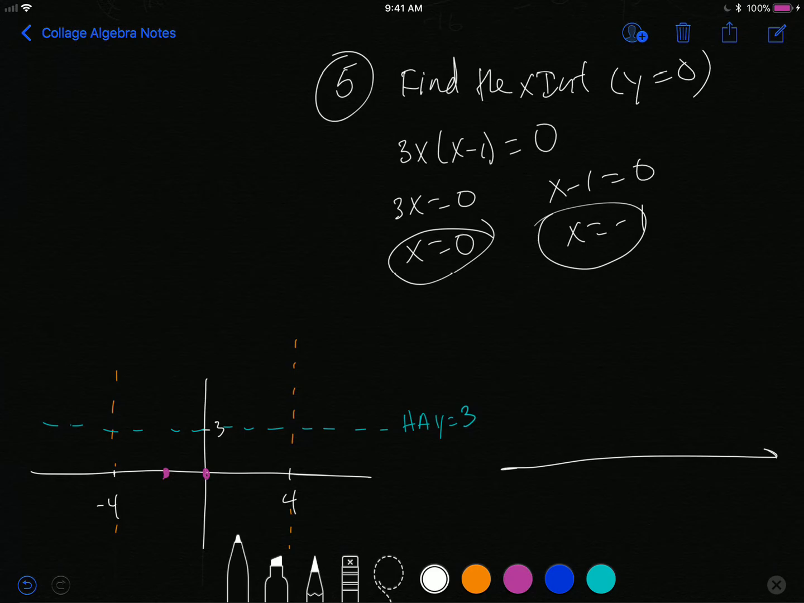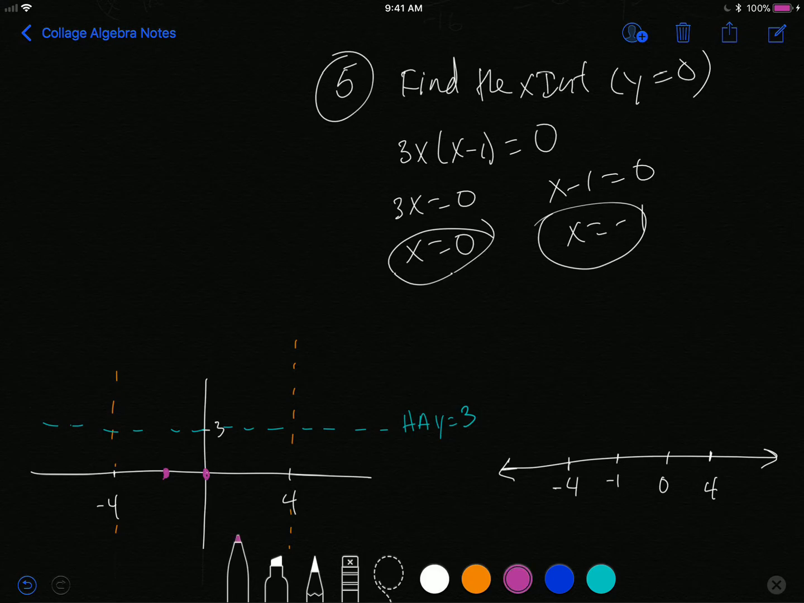I'm going to draw a little number line. And I'm going to put on this number line the key points. The key points are your domain values and your x-intercepts. And so my domain values are negative 4 and 4. And then I have my x values at negative 1 and 0. What I'm going to do is try and figure out what the graph is doing in each of these sections right here.